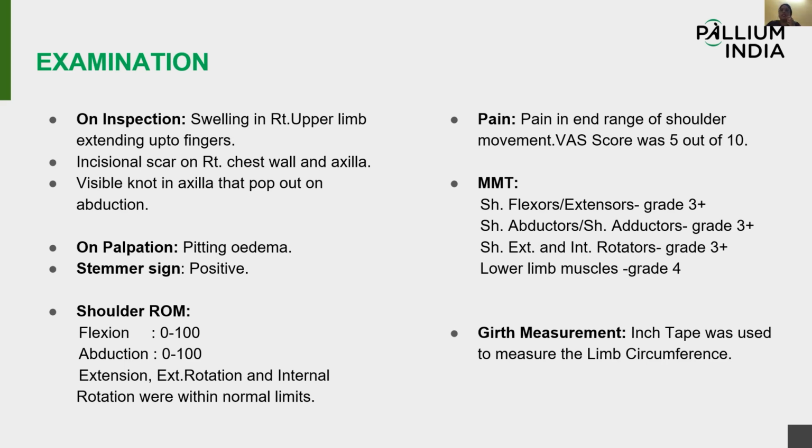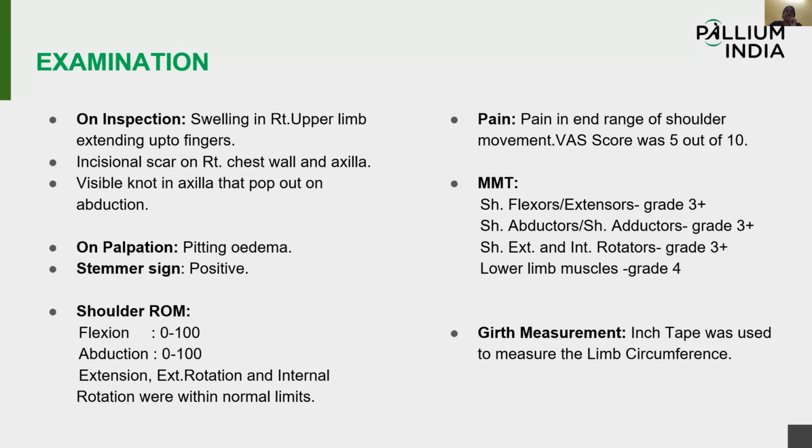Shoulder range of motion, the flexion was 0 to 100 degrees, abduction also 0 to 100 degrees. External rotation, internal rotation, and shoulder extension were within normal limits. Pain on the VAS score was 5 out of 10, and the patient was complaining of pain during the end range of shoulder movement. The MMT was done. The shoulder flexors, extensors, abductors, adductors, and external and internal rotators were graded 3+, and lower limb muscles were graded 4.